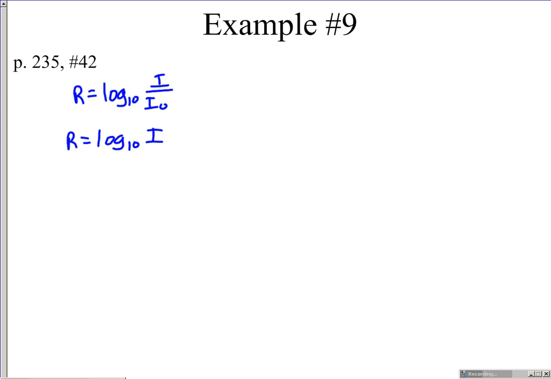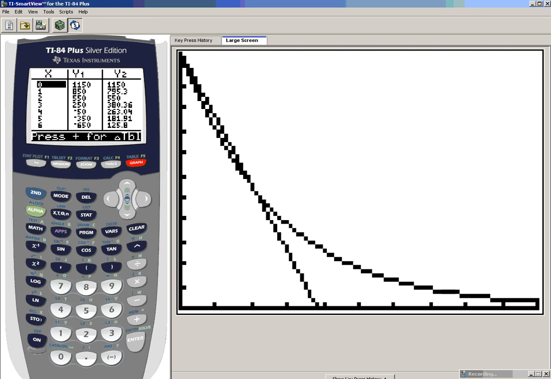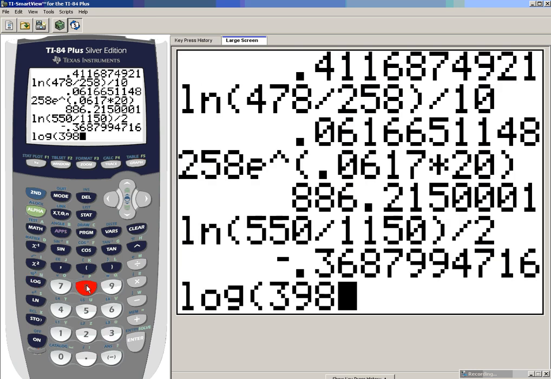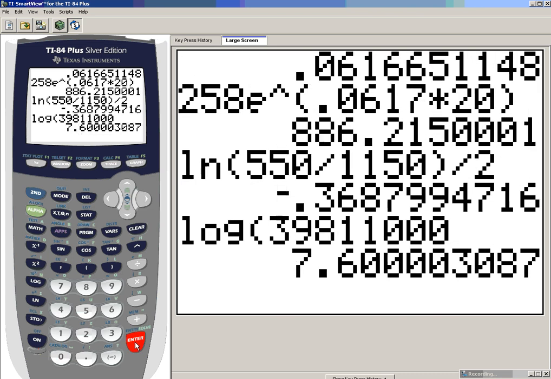So as we take a look at some of these, first one in A has an intensity of 39,811,000. So when I go to plug that in, R equals log base 10 of 39,811,000. Plug that into your calculator. Log 39,811,000. And we get a Richter scale measurement of 7.6.